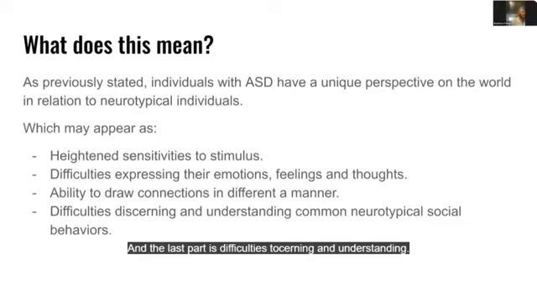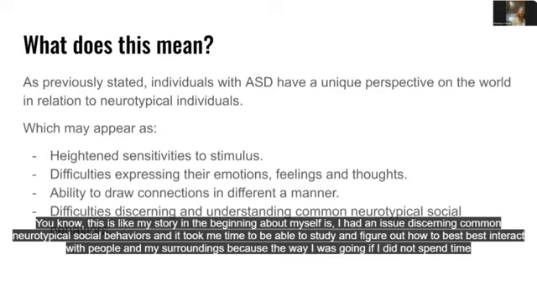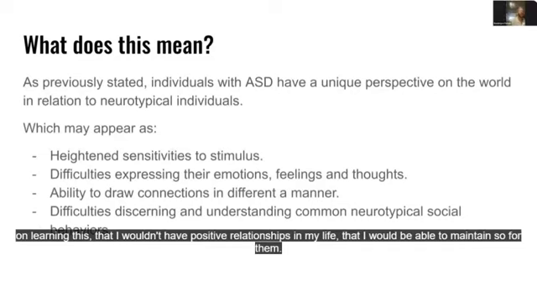And the last part is difficulties discerning and understanding common neurotypical social behaviors. So this can appear as being socially awkward. This is like my story in the beginning about myself. I had an issue discerning common neurotypical social behaviors, and it took me time to study and figure out how to best interact with people in my surroundings, because the way I was going, if I did not spend time on learning this, I wouldn't have positive relationships in my life that I would be able to maintain.